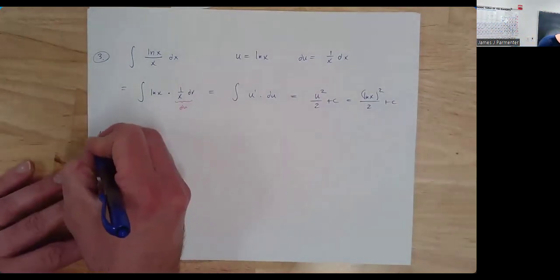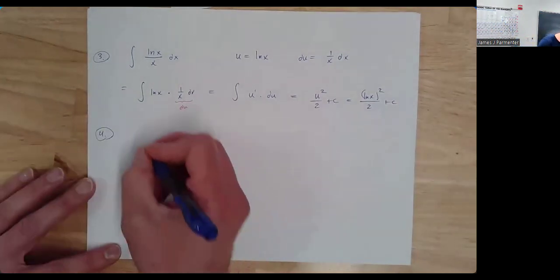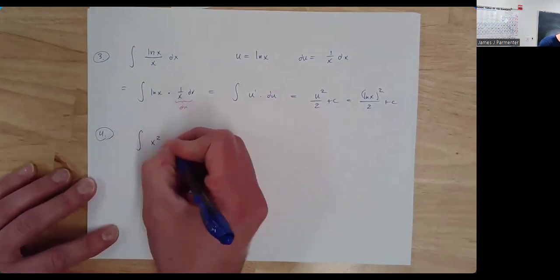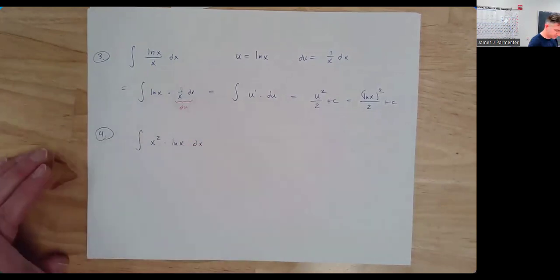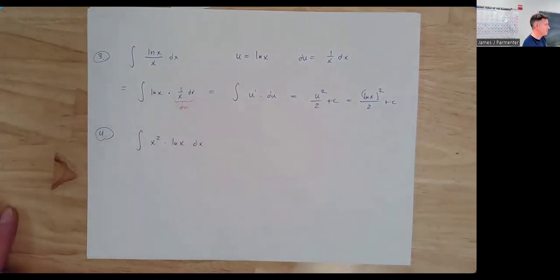Versus the integral of x squared times the natural log of x dx. Now there's not a good u substitution. If I pick u equal to the natural log of x, my du is going to be 1 over x, and that's not going to help me. So in this case, I have a mixture, but I'm going to try integration by parts.